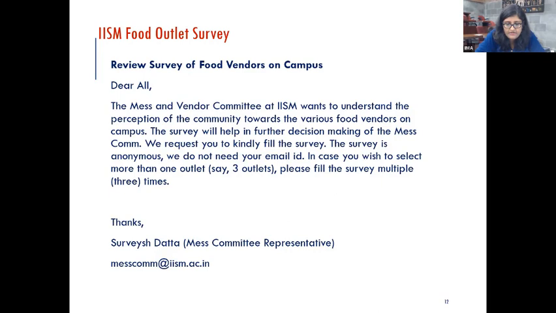Look at that line. The survey will help in further decision making of the mess community. So you really haven't talked about the benefit to the participant. You are still talking about you at the center, your mess committee at the center. You're still talking in that language. The language has to be changed. You have to keep your participant at the center.